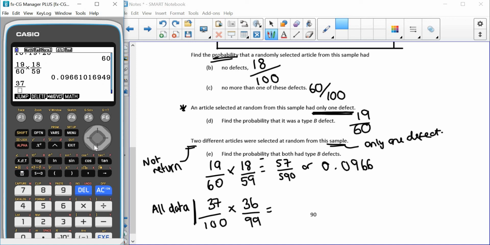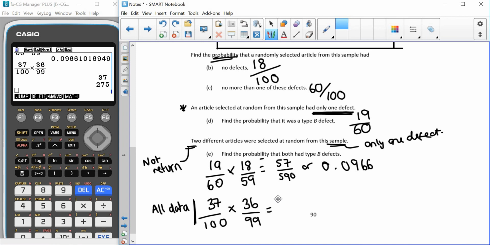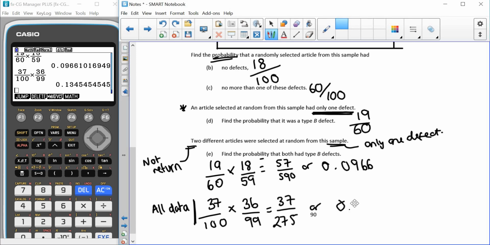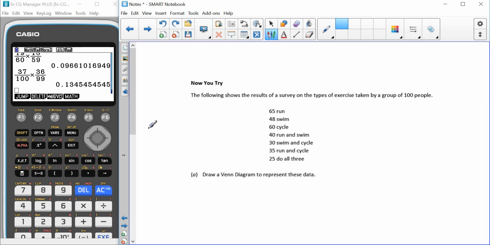So that's 37 out of 100 times 36 out of 99, which gives us 37 over 275, or as a decimal, 0.135. I'm now going to give you a moment to pause the video and try the Now You Try.